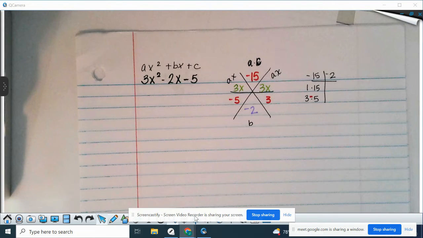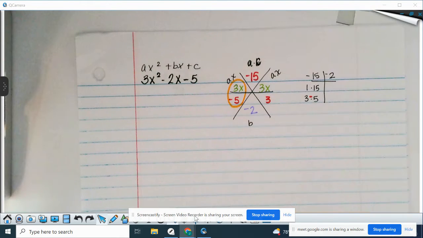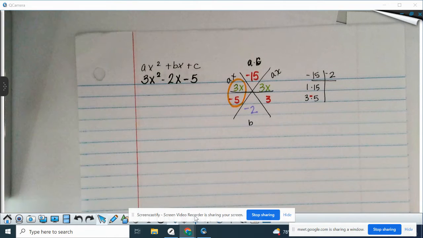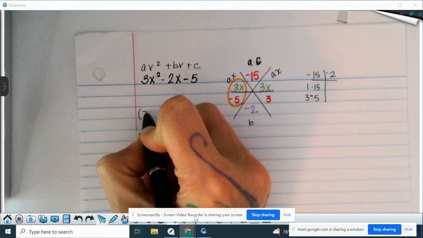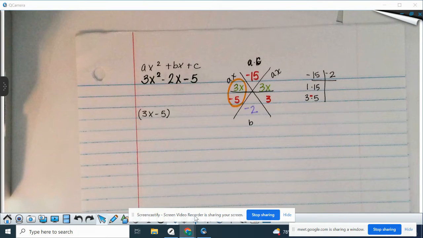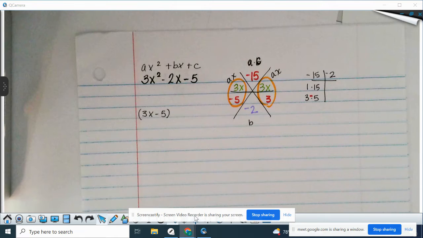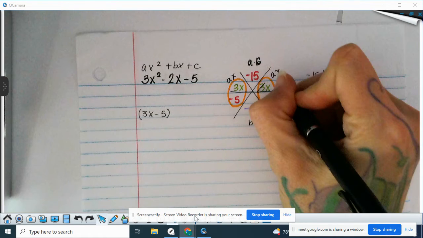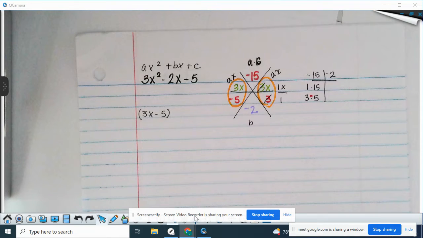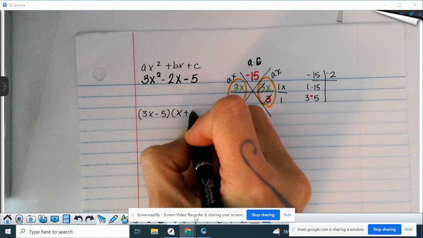I'm going to look at this, what I call not fraction. It's not a fraction, and see if I can reduce it. I cannot. 3 and 5 are prime. So 3x minus 5 is our first factor. Then I'm going to look at this guy. It's a not fraction. We're just pretending. So 1x and 1, because 3 will go into 3 one time. And then that falls out as x plus 1.